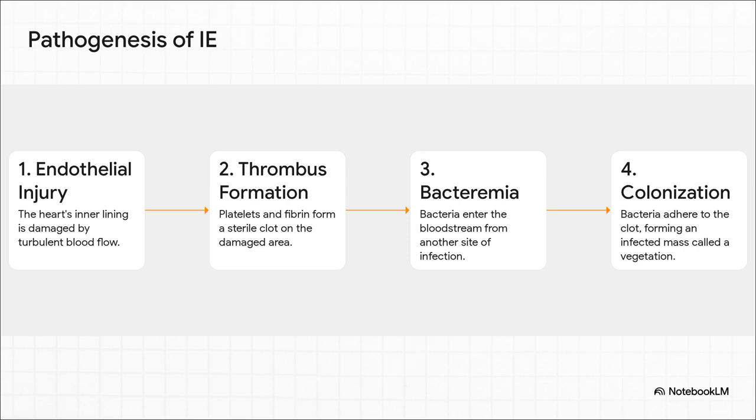Then, step 3, bacteria get into the bloodstream for a short time. We call this transient bacteremia. This could happen from something as simple as a dental cleaning. And finally, step 4, those passing bacteria see that sticky clot, they latch on, and they start to multiply. They build a fortress, an infected mass we call a vegetation. And that vegetation, that's the headquarters for all the trouble that's about to come.